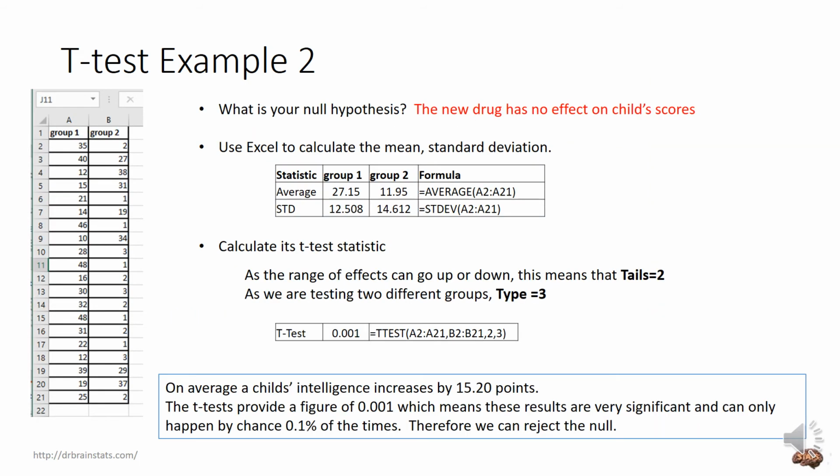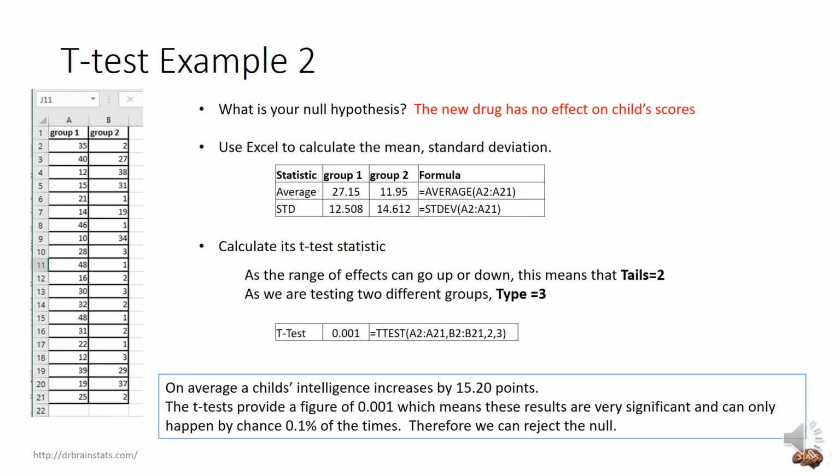So what is our null hypothesis? The new drug has no effect on child scores. Again, this is what I want to try and disprove. Now we can use Excel to calculate the mean and standard deviation. Again, very simple formulas. Now we're going to calculate its t-statistic. As the range of effects can go up or down, this means the tails type is 2. And then we are testing two different groups, type equals 3. So that explains the formula we need to put into Excel there.